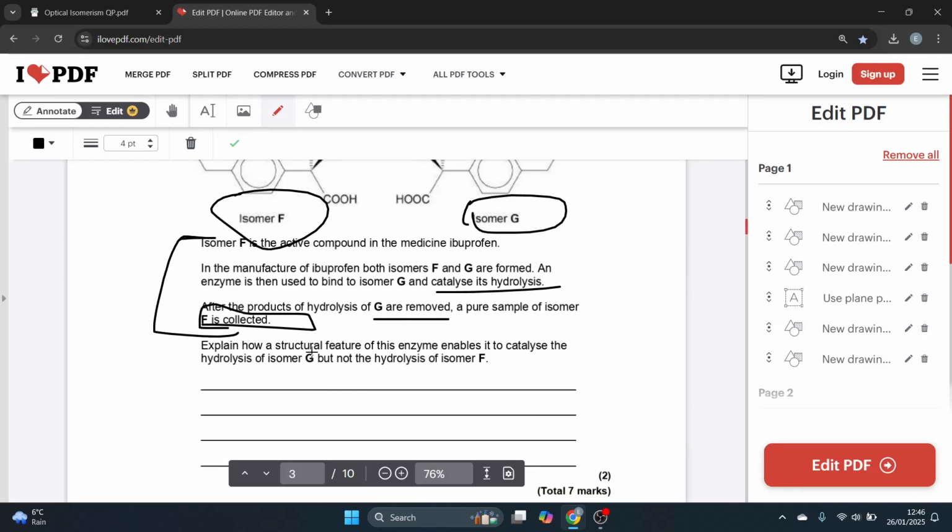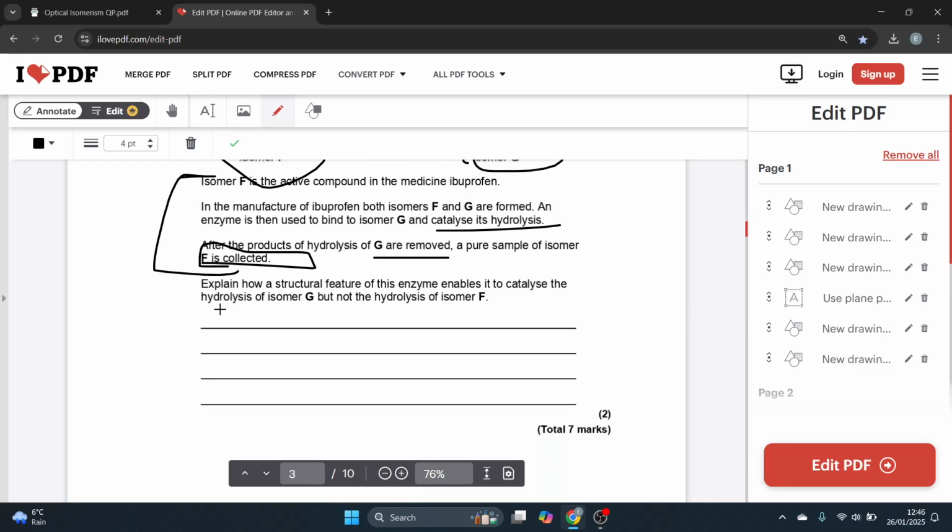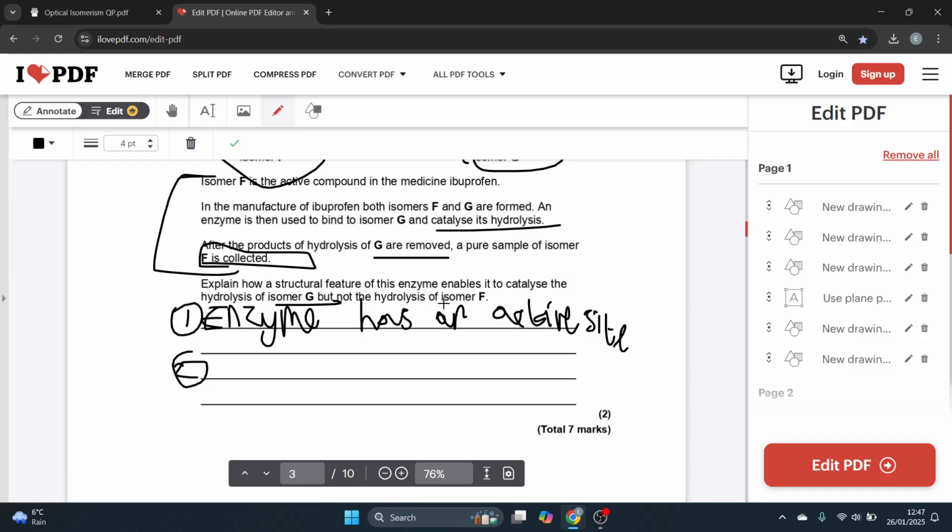Well, first thing I want to talk about: enzyme structural features. The enzyme has an active site. That's the easy mark, the first mark. The second mark is the more tough one. So what does that mean? Enables it to catalyze hydrolysis of isomer G, but not hydrolysis of isomer F.